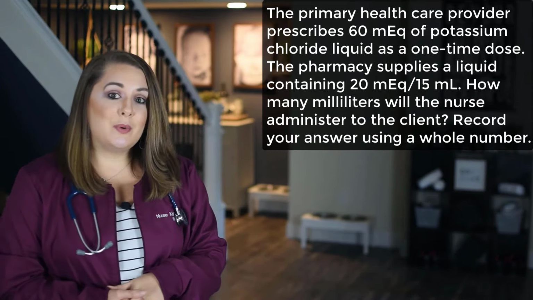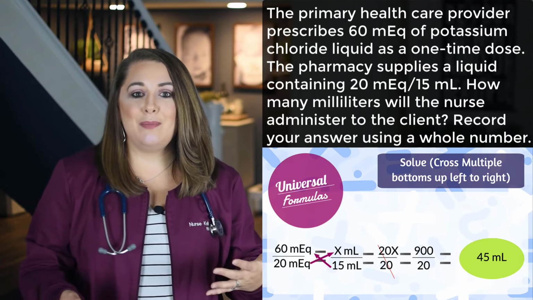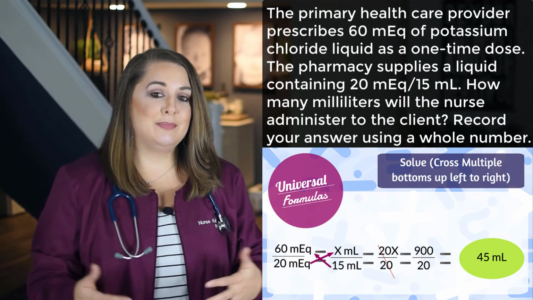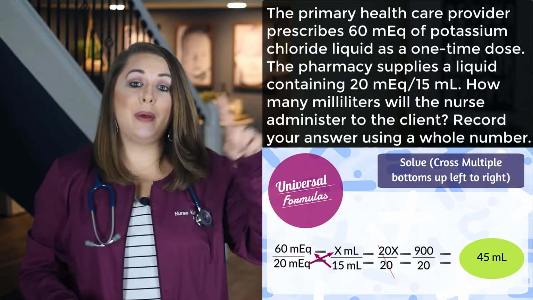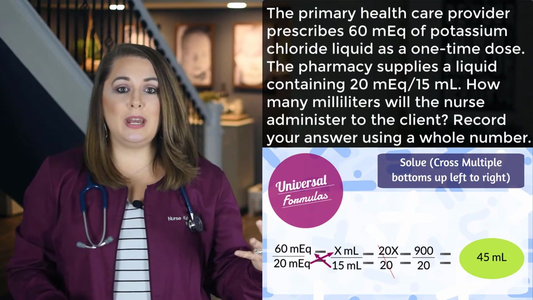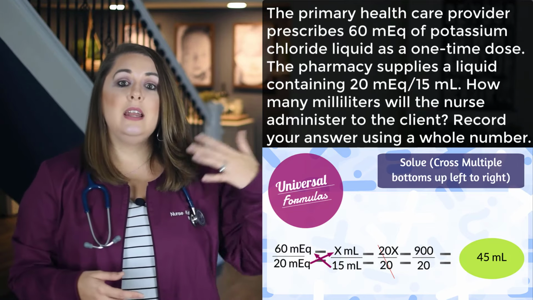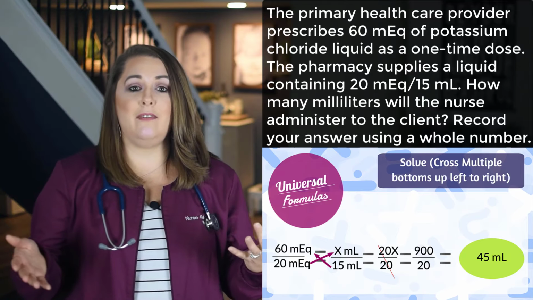So our problem is going to look something like this. 60 mEq over 20 mEq equals X mL over 15 mL. Next, to remember, when we cross multiply, we're going to do bottoms up and left to right. So we have 20x equals 15 times 60, which is 900. Now we have to divide 20 into 900 to solve for x, which is 45 mL.